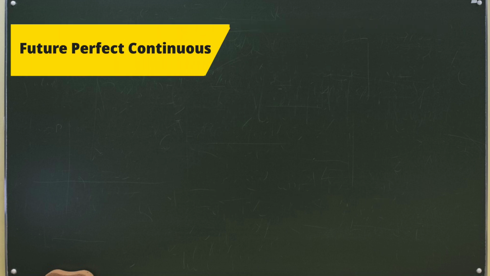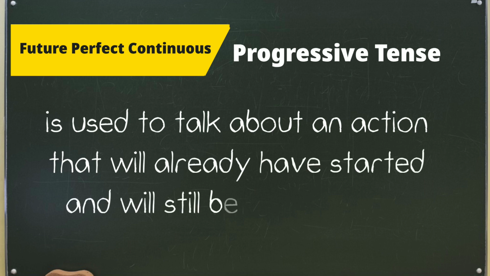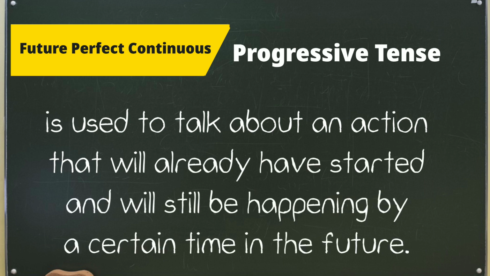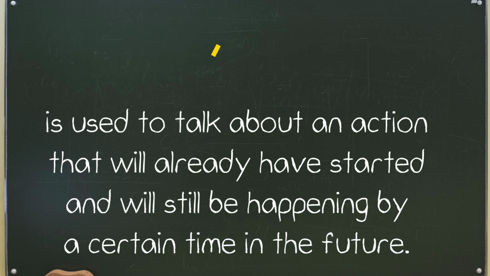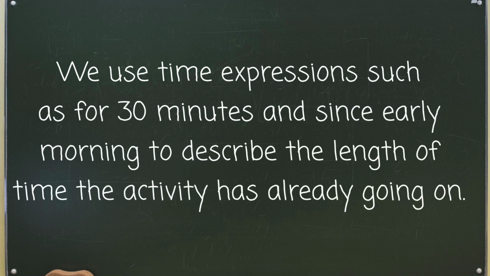Lastly, future perfect continuous. The future perfect continuous or progressive tense is used to talk about an action that will already have started and will still be happening by a certain time in the future. We use time expressions such as for 30 minutes and since early morning to describe the length of time the activity has already been going on.